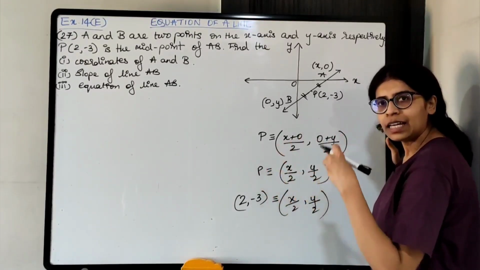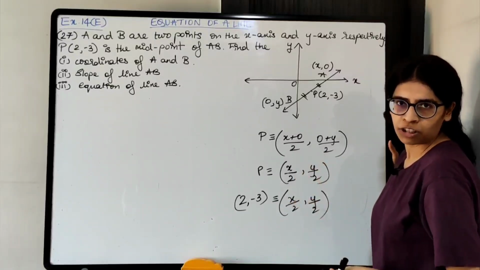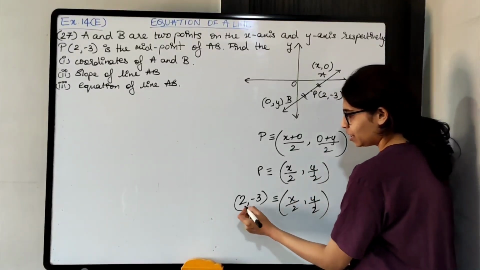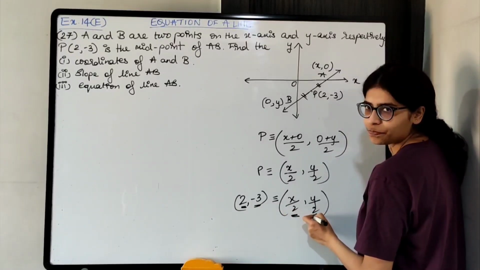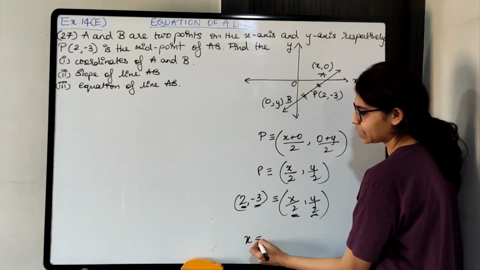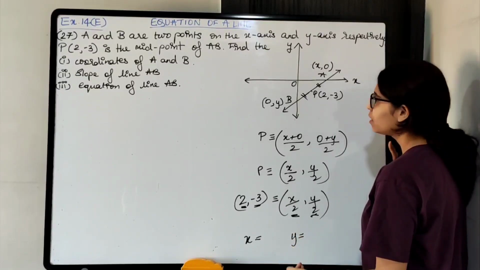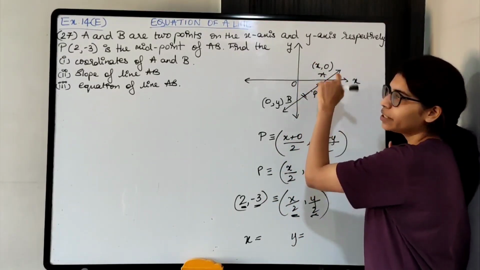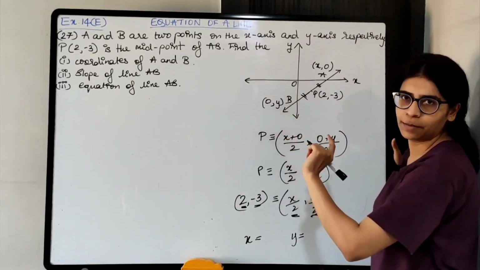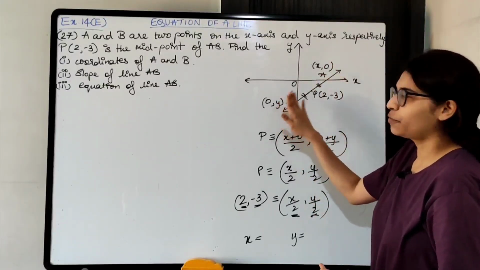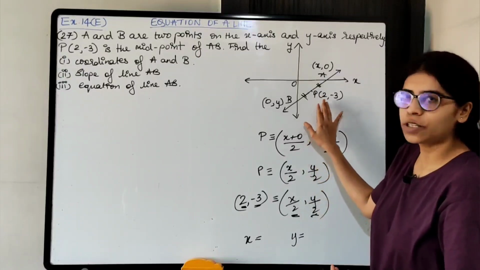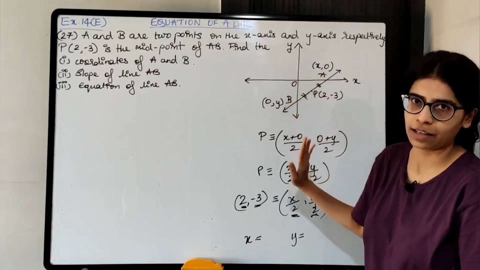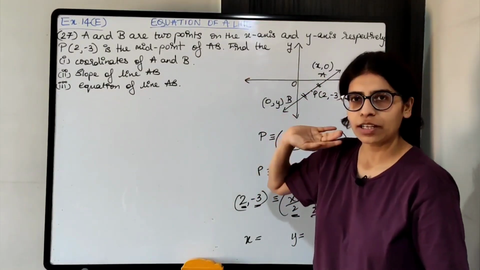अब एक पॉइंट का एक ही x coordinate हो सकता है, एक ही y coordinate हो सकता है. So 2 is equal to x by 2 and minus 3 is equal to y by 2. Solve करके you will get x का value and y का value. So you will get the x coordinate of A and y coordinate of B. So you will easily get the coordinates of A and B, okay, by midpoint formula. Using the coordinates of P, you will get the coordinates of A and B. So first part मिल जाएगा.